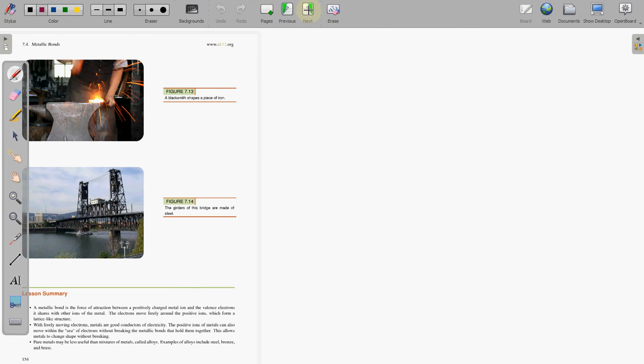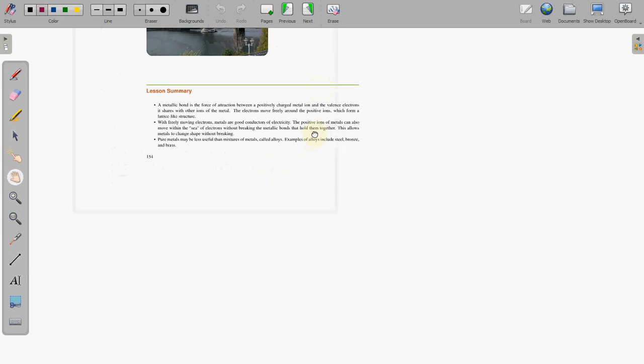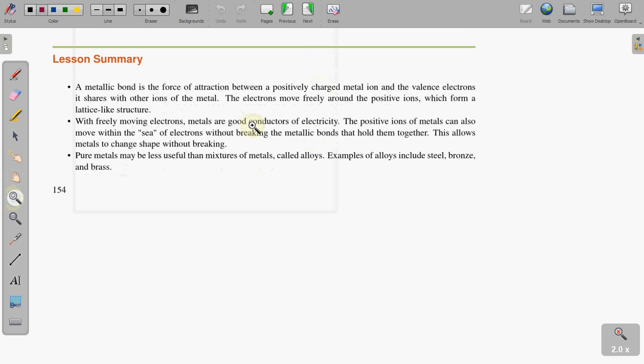Right? And then we have some examples of some alloys and whatnot. Let's take a look at the summary. And then I've got one more thing to go over after the summary.